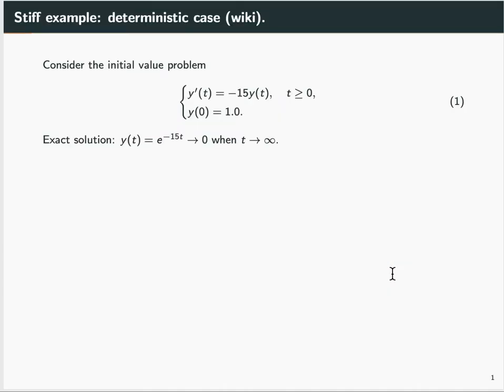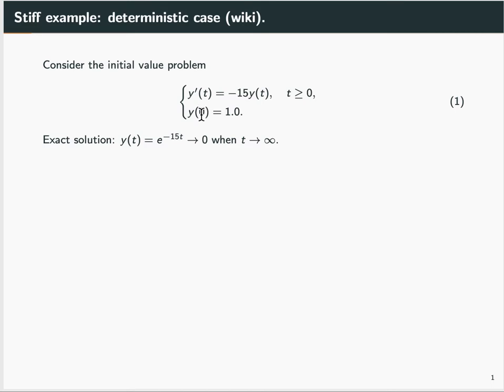So what is a stiff equation? There is no specific definition for it. In our case, a stiff equation is some kind of differential equation such that if we use certain numerical methods for solving it, then the numerical solutions are unstable, unless the step size is taken to be extremely small. So let's look at a linear decay problem borrowed from the Wikipedia page.